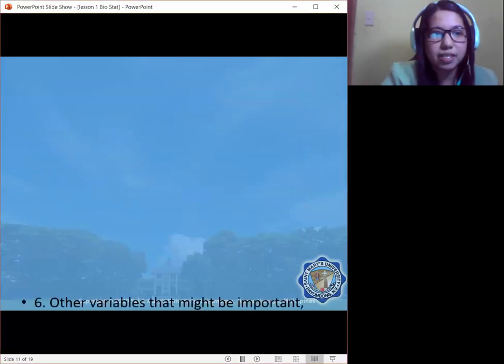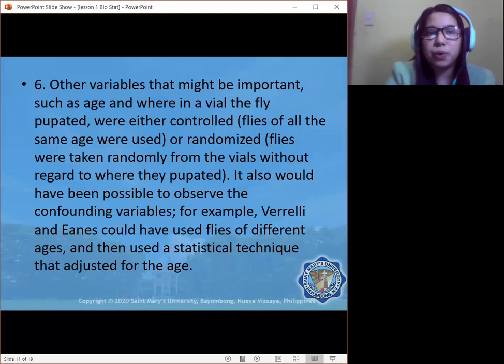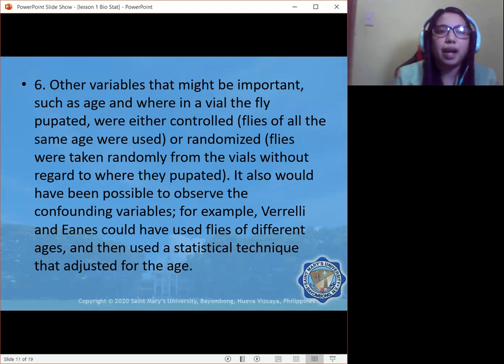Okay, let's move to the next one. Step number 6: you have to design an experiment that controls or randomizes the confounding variables. For step 6, other variables might be important. They identified age, and where in a vial the flies pupated. These were either controlled, with flies of all the same ages used, or randomized, with flies taken randomly from the vials without regard to where they pupated.